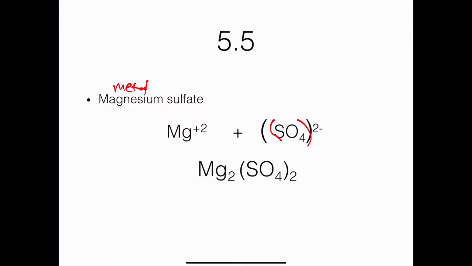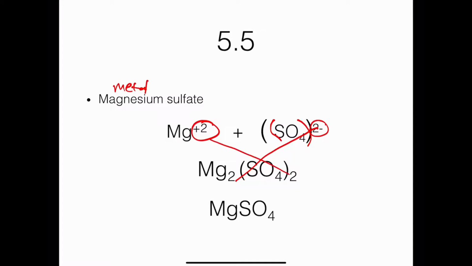So what you want to do here is crisscross the charges. Again, the same way we would when coming up with the formula for an ionic compound. Just crisscross them. And when we do that, we can see that the 2 comes down to the base of magnesium, from sulfate, and the 2 that's at the top of magnesium comes down to the base of sulfate.